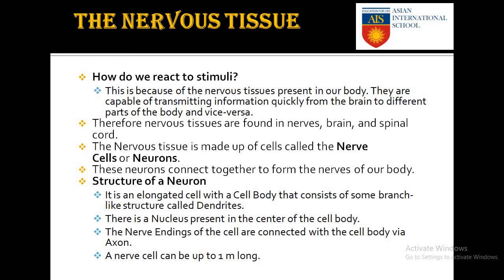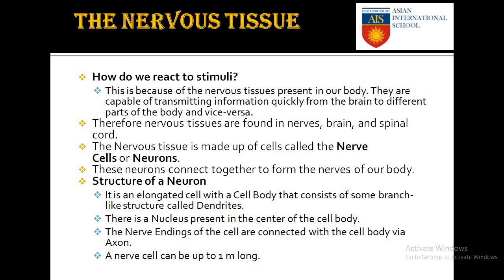Therefore, nervous tissues are found in nerves, brain, and spinal cord. So, nervous tissue is comprised of the brain, spinal cord, and nerves. These nervous tissues are made up of cells called nerve cells or neurons. Neurons are the structural and functional unit of the nervous system. Many neurons connect together to form a nerve.